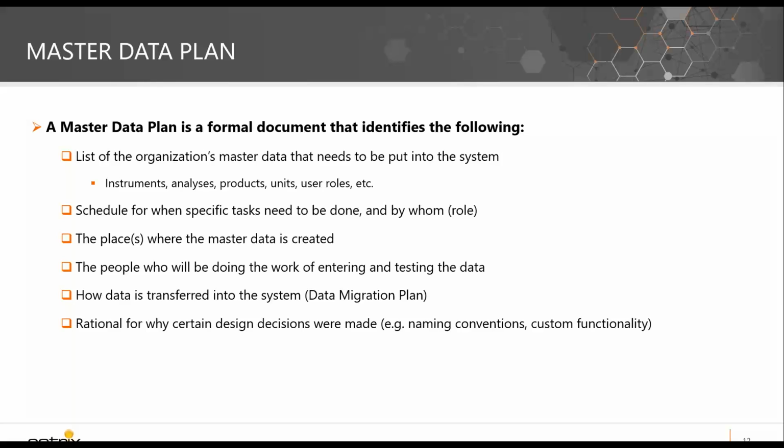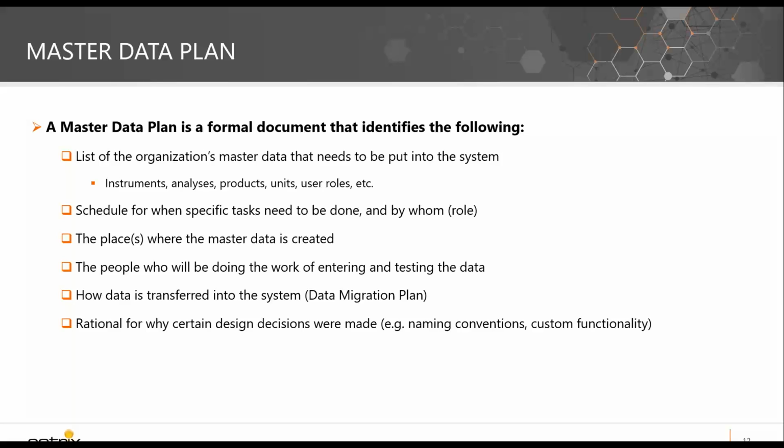So the first part of a master data plan is a formal document which is going to identify some of the following pieces of information. The first thing would be a list of all of the master data that needs to be put into a system, things like instruments, analyses, products, any units or particular user roles, workflows, that sort of thing. The schedule for when specific tasks need to be accomplished, as well as by whom. And I would just like to mention that it can often be beneficial to have someone who is designated as the master data lead and who is really tasked with driving master data to completion, as well as being involved in design, all of those pieces.